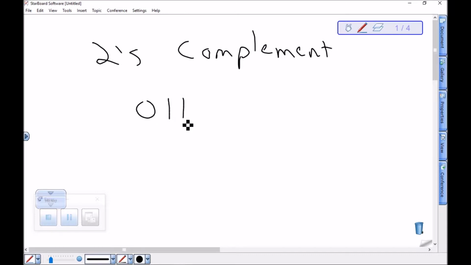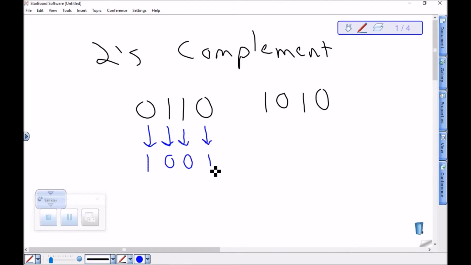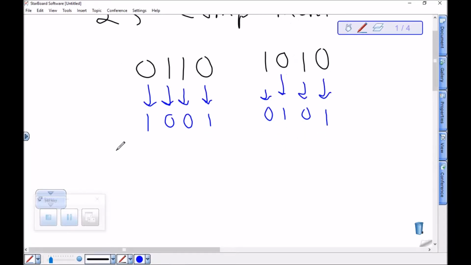For example, if I'm looking at the 8-bit signed integer 0, 1, 1, 0, 1, 0, 1, 0, let's take the 2's complement of that, and then let's take the 2's complement of what we get, and we should end up back where we started. So remember, to take the 2's complement, first we'll take the 1's complement, change this 0 to a 1, 1 to a 0, 1 to a 0, 0 to a 1, and then 1 to a 0, 0 to a 1, 1 to a 0, and this last 0 to a 1. So there's my 1's complement. Now to make that the 2's complement, we add 1.